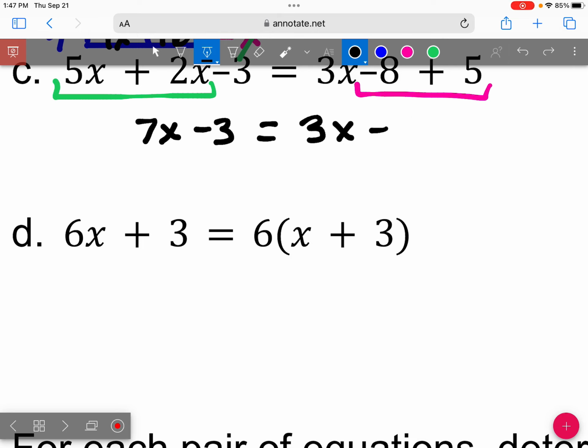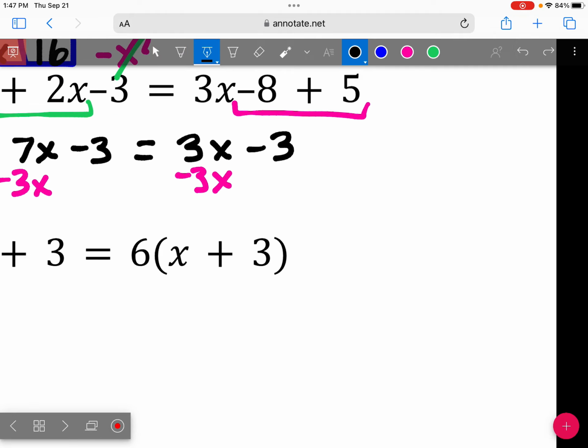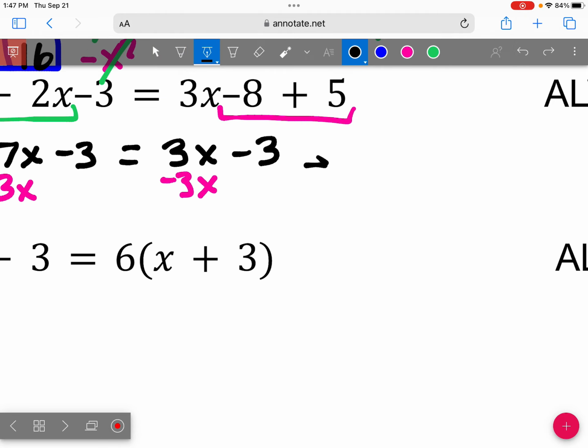What are we going to do? Subtract 3x from both sides. Minus 3x. Minus 3x. That'll give us 4x minus 3. I'm going to put that to the side just because that bottom one's getting real close. 4x minus 3 equals minus 3.